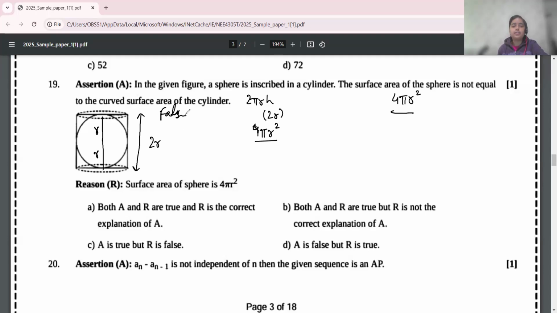Moving to the next, the surface area of a sphere is 4 pi r square, which is true. Option number D is correct. A is false, but R is true.